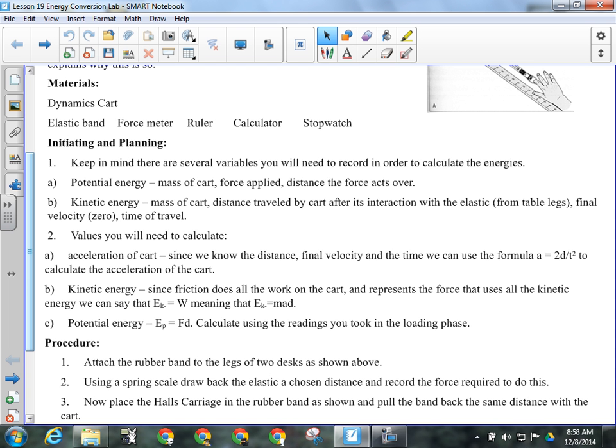Okay, so potential energy: we need to know the force being applied, and we'll measure that with the spring scales. We need to know the distance over which that force acts, and we'll measure that with the rulers. No problems there. Kinetic energy: cross the mass of the cart off. We're doing this differently, so we don't have to worry about the mass of the cart. We need the distance traveled by the cart after its interaction with the elastic. That means don't measure how far you pull the cart back as part of the distance. Everyone follow me there? We're only worried about the kinetic energy of the cart after all of the work has been done, that is, after it leaves the rubber band.